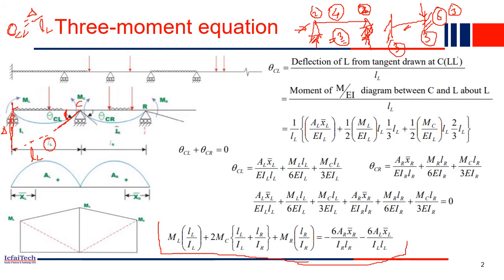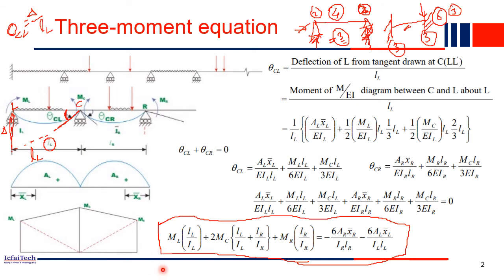You have to remember this three moment equation. Why is it called the three moment equation? Because in this expression we are relating three moments: the middle moment MC, the left hand side ML, and the right hand side MR. We are relating these three support moments, and the equation is written. That's why this method is called the three moment equation.